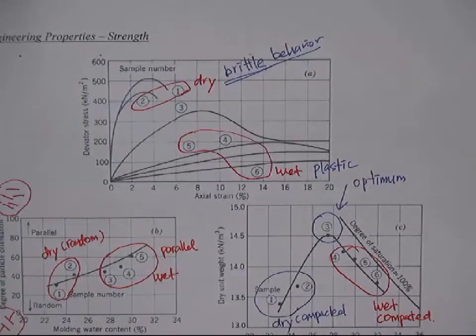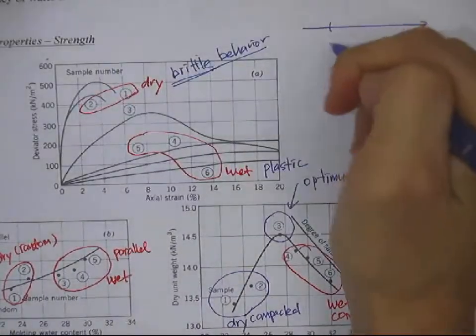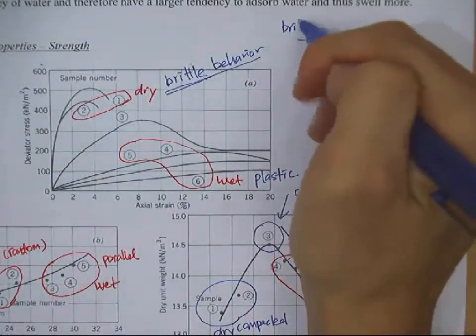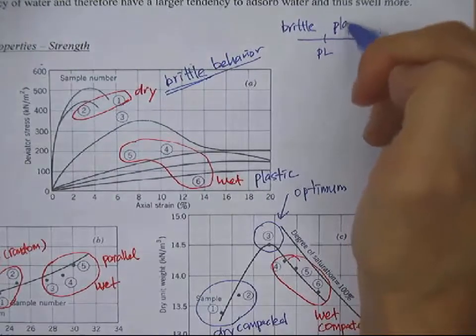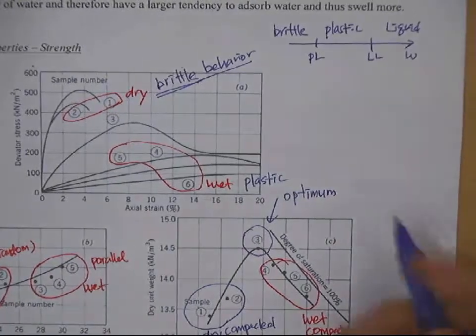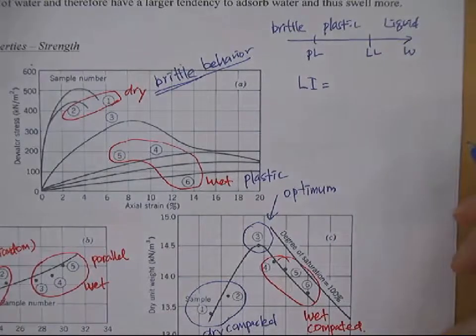And we are talking about fine grained soil, right? Does it remind you of the plastic limit, the liquid limit, and the liquidity index? If you remember, you have a water content where the PL and LL are here. Before here you have a brittle behavior, then plastic behavior, and this is the liquid, right? And what about the liquidity index? What's the definition of the liquidity index?